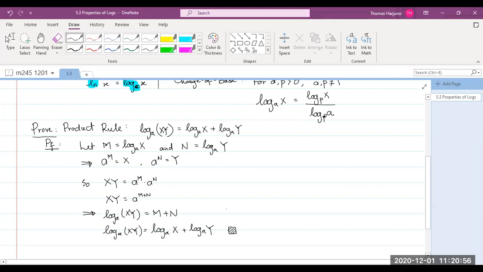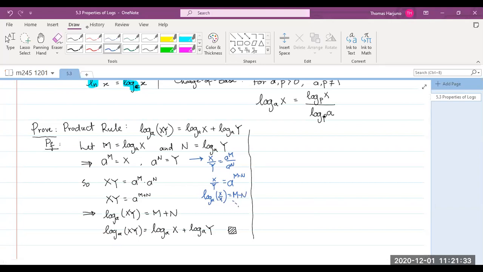Now, how about the proof for power rule? The proof for the quotient rule is actually quite similar. It's very, very similar. Basically, you modify from here. You make it a quotient, right? So you will get a to the m over a to the n, but by quotient rule, this is a to the m minus n, right? So log base a of x over y equals m minus n, and so on and so forth. That's the proof for the quotient rule.